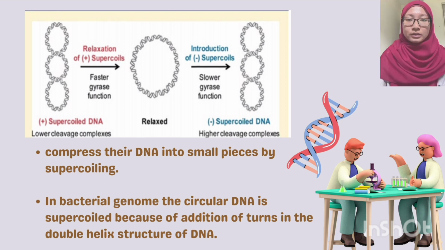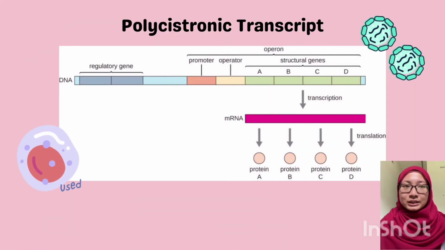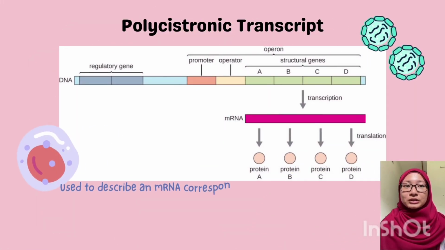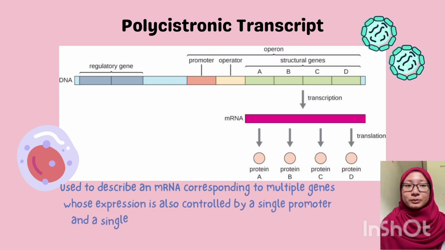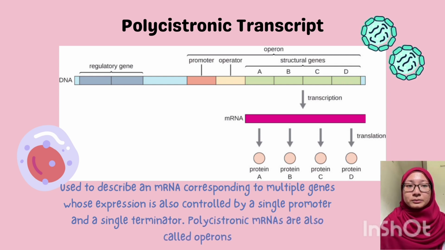Last but not least, this is the picture of a polycistronic transcript. What is it about? It is used to describe an mRNA corresponding to multiple genes whose expression is also controlled by a single promoter and a single terminator. Polycistronic mRNAs are also called operons.